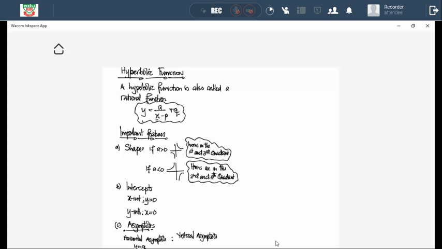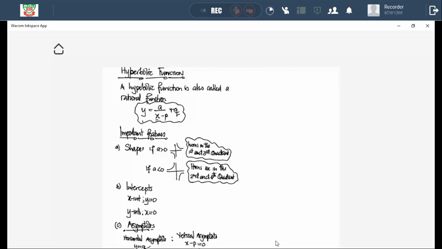The vertical asymptote: you just take the denominator part of the general expression and equate it to 0. So in this case, we are saying x is equal to what? p. Right. x equal to p, that's your vertical asymptote. y equal to q, that's your horizontal asymptote. That's very, very important on a hyperbolic function.